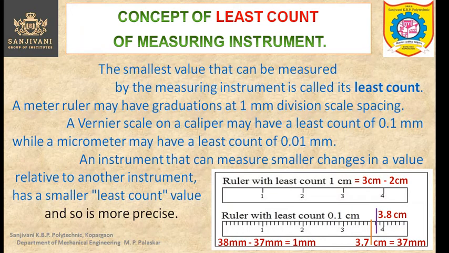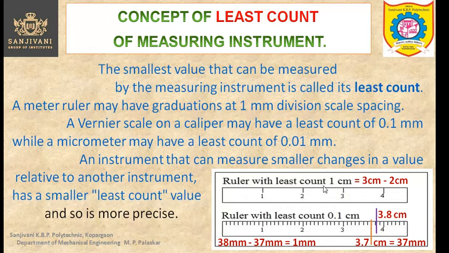So here you can see that if you consider this lower scale, then this distance is 38 millimeters, this is 37 millimeters. So 38 millimeter minus 37 millimeter is equal to 1 millimeter. Therefore 1 millimeter is the least count of this particular scale, because the difference which can be measured cannot be less than 1 millimeter, right? The minimum difference which can be measured is 1 millimeter. We can't measure a difference below 1 millimeter. So 1 millimeter is the least count of this scale.